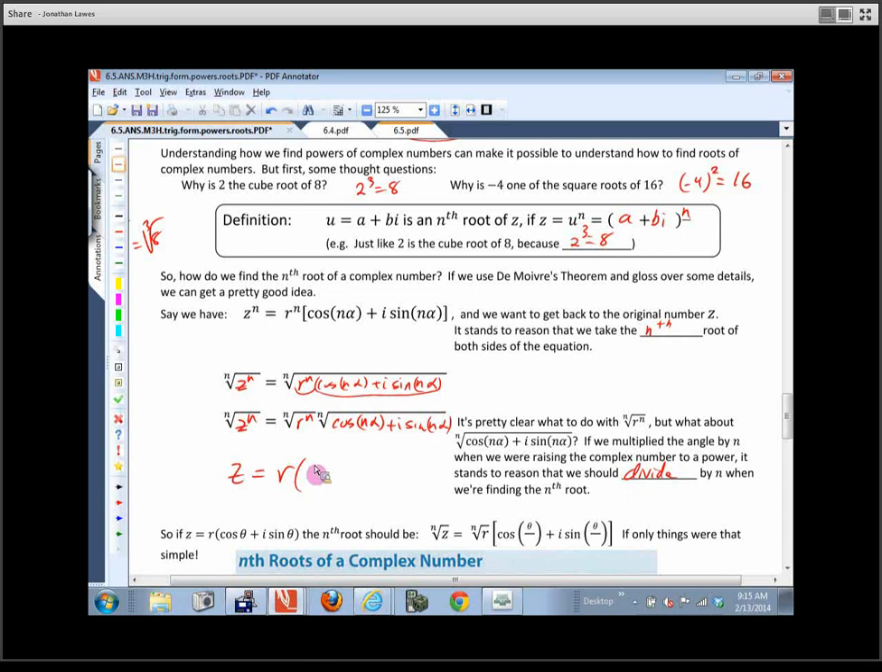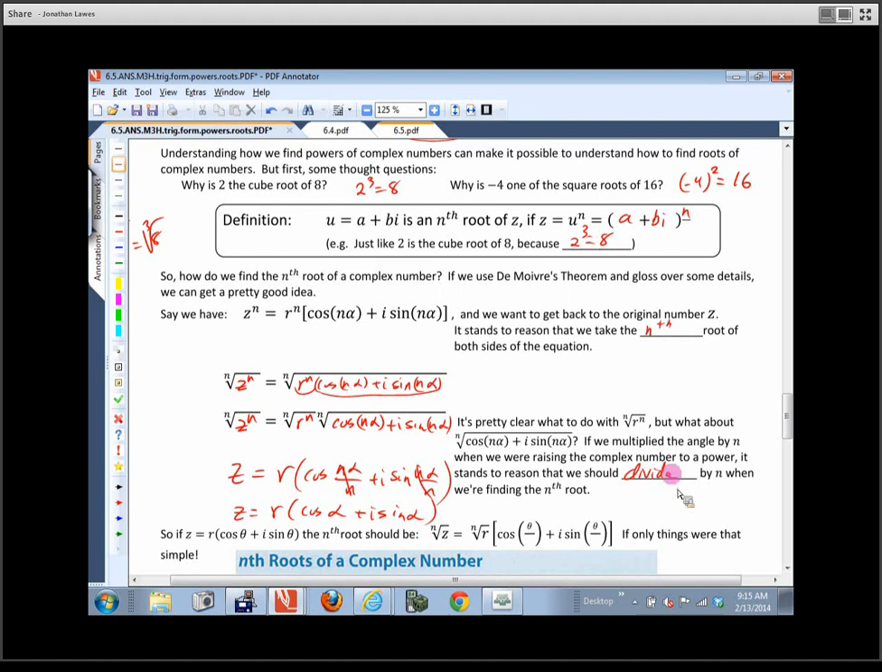So this is going to be the cosine of n alpha over n plus i sine n alpha over n. And what's going to happen? These are going to cancel off and I'm all set. So I'd get z equals r cosine alpha plus i sine alpha, and I'm right back to where I began.